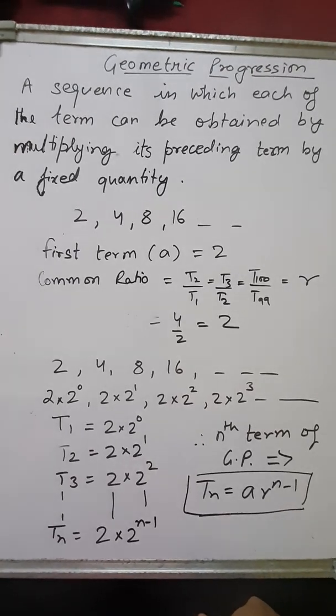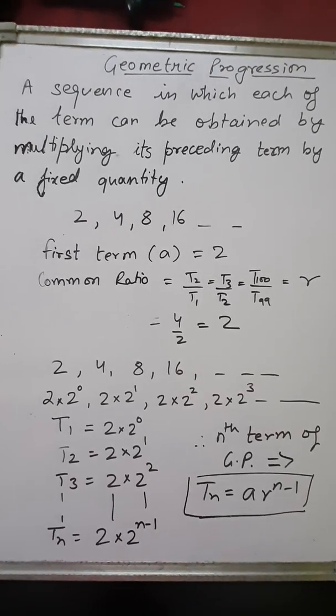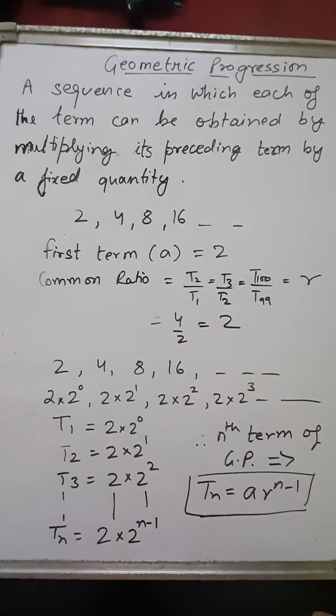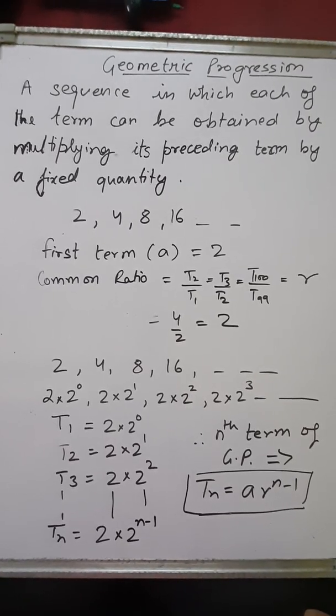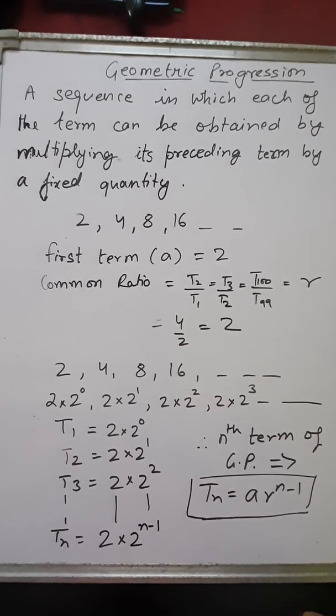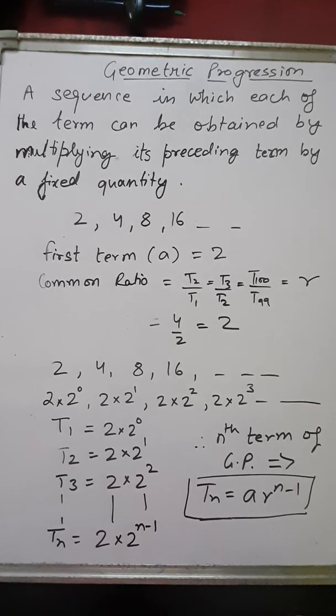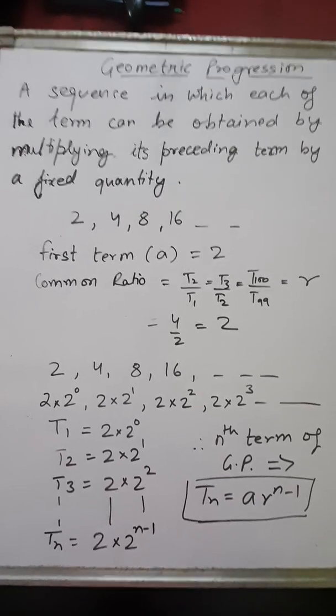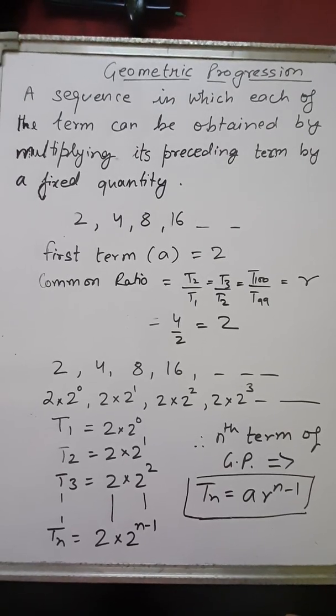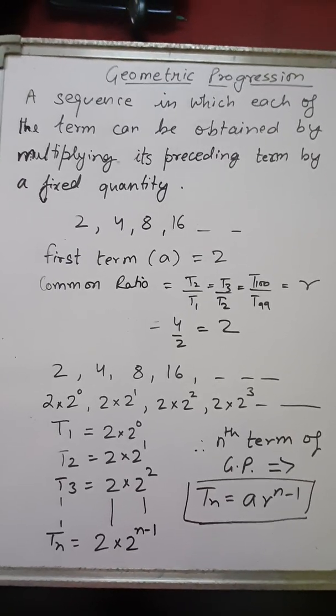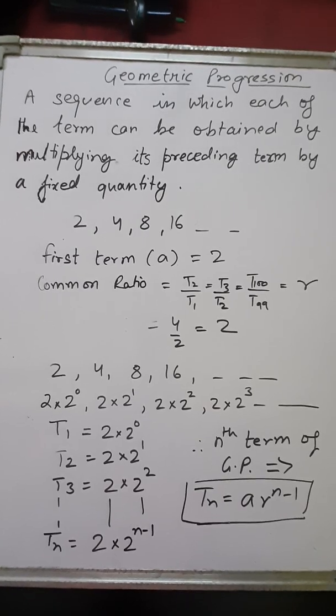Children, today we are going to study geometric progression. Like AP we have studied, AP is a sequence in which the second term minus first term and third term minus second term, the common difference, is the same. That means we have to add or subtract to any term in the preceding term to obtain the term, right?